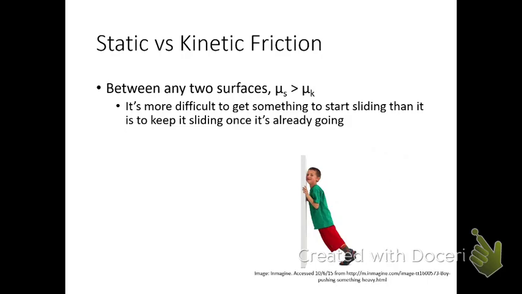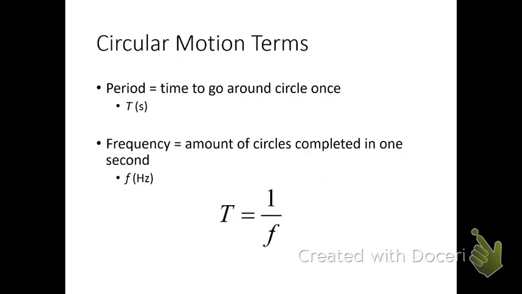Finally, we got to Module 4, which was all about circular motion. First and foremost, we've got period and frequency. Frequency is how many revolutions something makes per second. This would end up having units of inverse seconds, which is also a hertz, H-E-R-T-Z. The period is the amount of time it takes to go around the circle once.